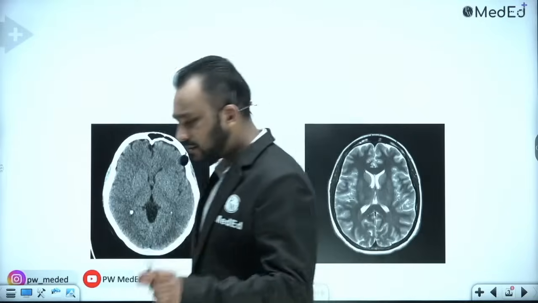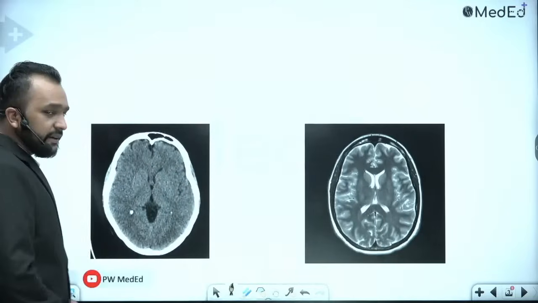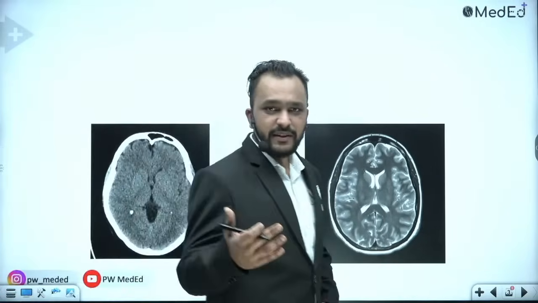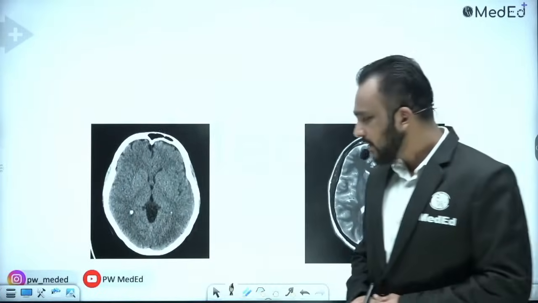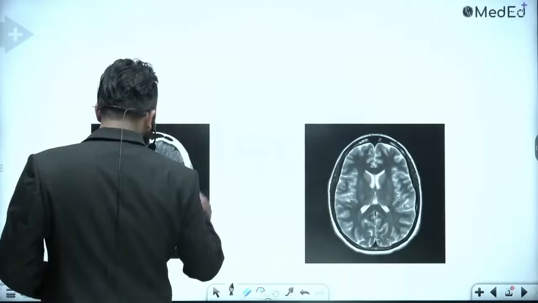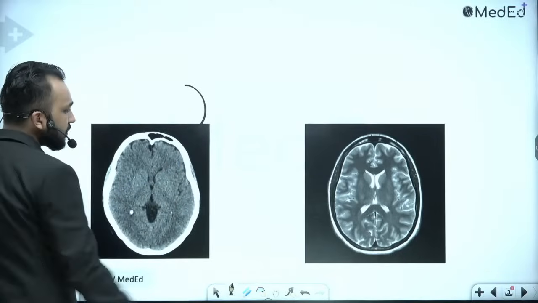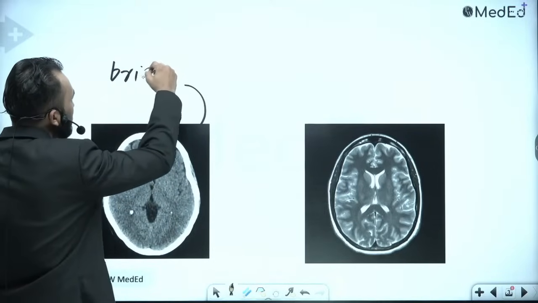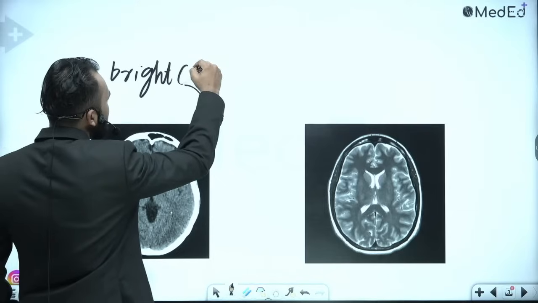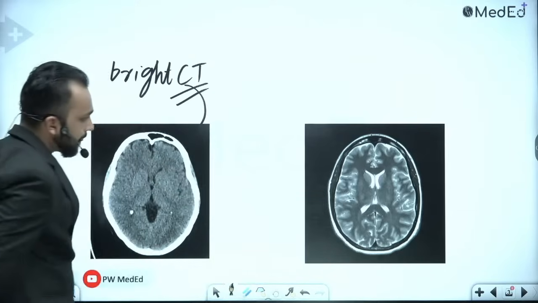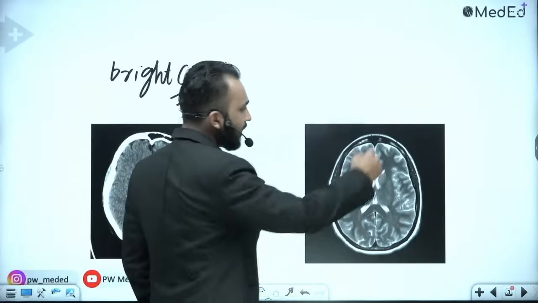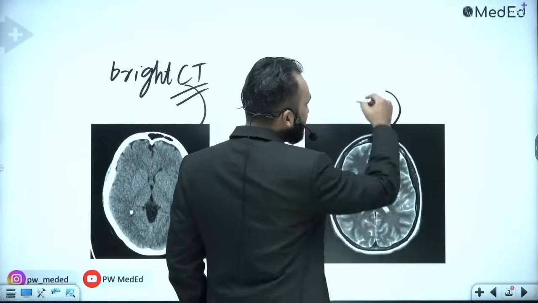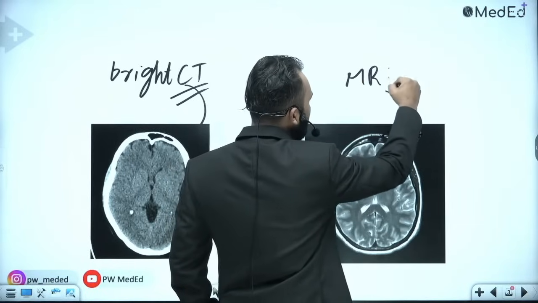The basic thing is we should know how to identify whether an image is a CT image or an MRI image. The basic rule is to always have a look at the bones. If the bones are appearing bright, it means it is a CT image. And if the bones are appearing black, it means that it is an MRI image, right?